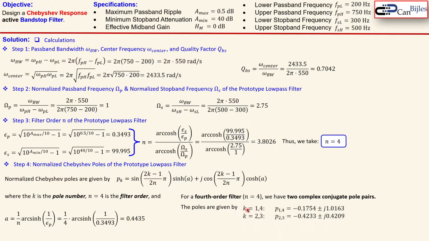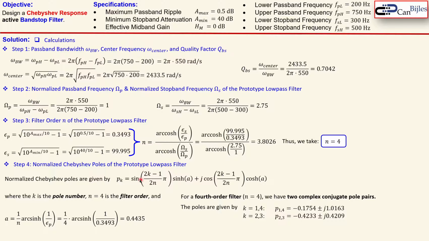So those are given by this pole. So we have the K1 and the K4. Those are actually the pole pairs, and also the K2 and K3. So it's not like 1, 2, 3, 4. So you actually look at the mirrored version around the real axis in the complex plane. So those are the poles.